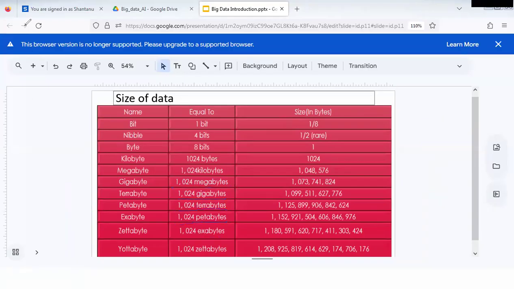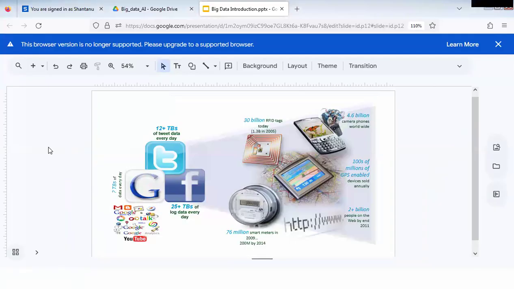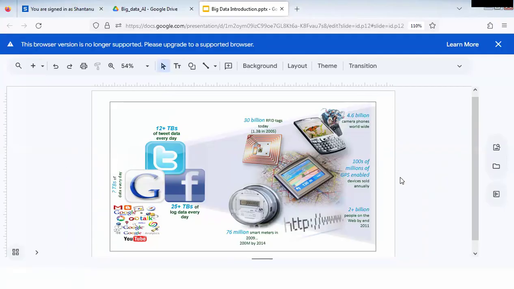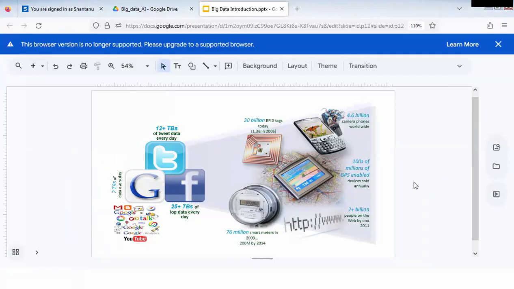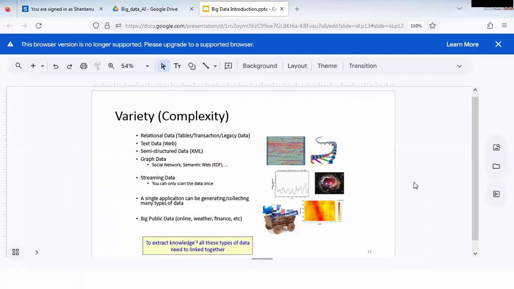Okay, fine. Now there's another thing, how the size of the data is growing because of RFIDs, because of mobiles, and because of sensors and all that. Then another thing which comes in this discussion is variety, that is, the complexity of the data.